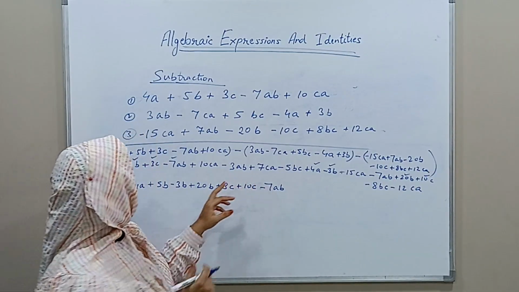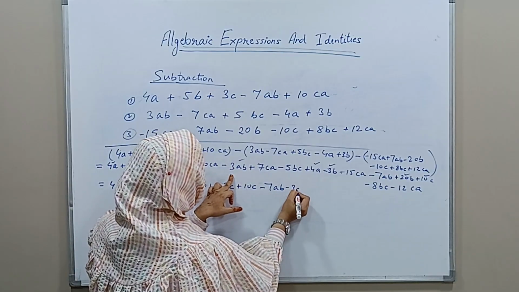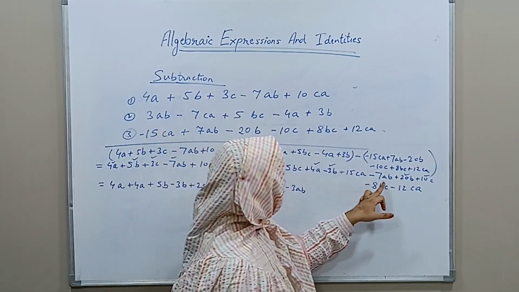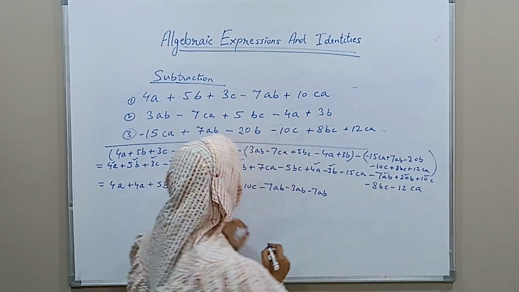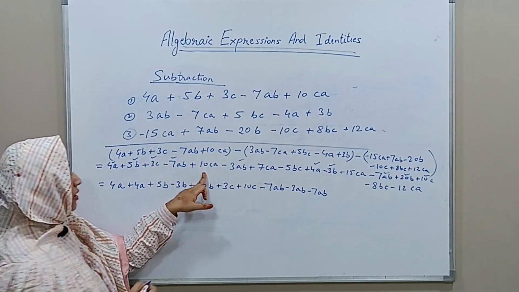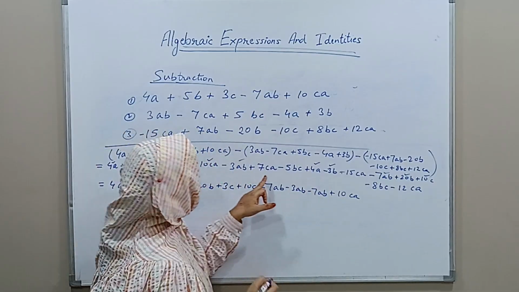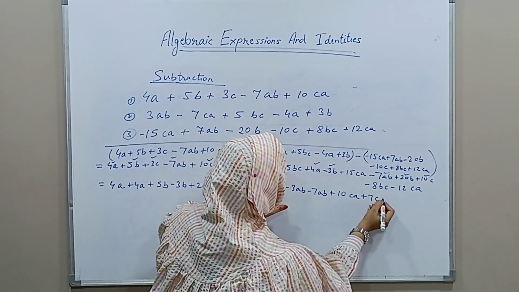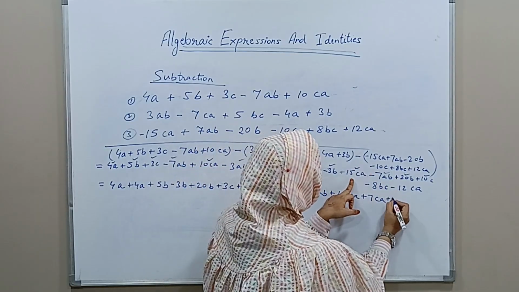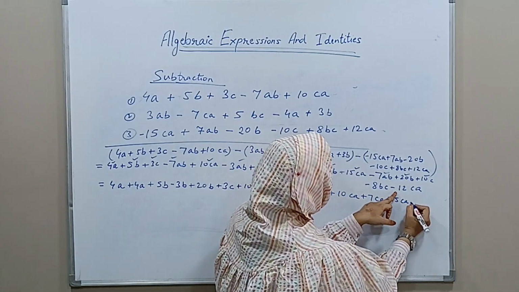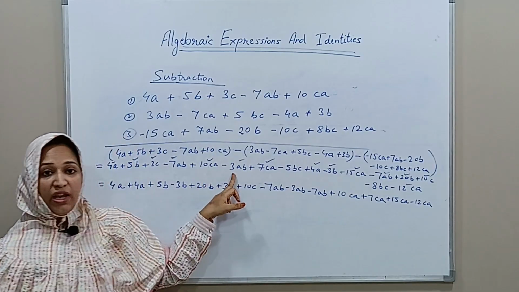Now in this case, we have ab as it is. So minus 7ab, then we have minus 3ab. Then we have minus 7ab again. That's it. Then plus 10ca. So let us write down plus 10ca. Let's put a tick. Plus 7ca. Then plus 15ca. And minus 12ca.